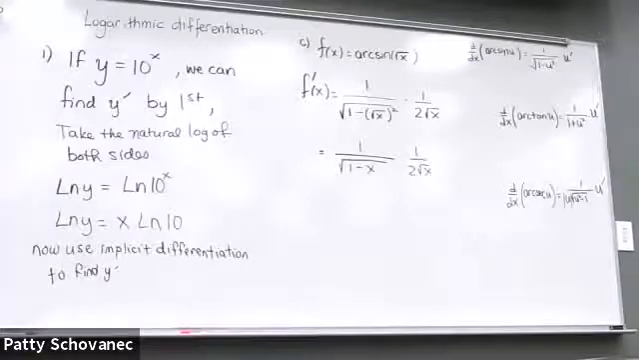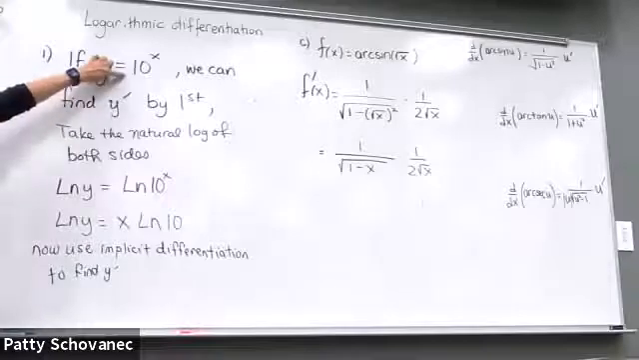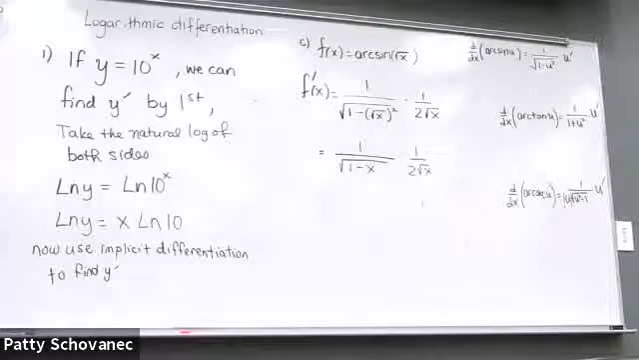So the next step in the implicit differentiation is to solve for y prime. Here I'm going to multiply both sides by y. But y is 10 to the x. So substitute out the y and put 10 to the x there. So y prime is 10 to the x times the natural log of 10.